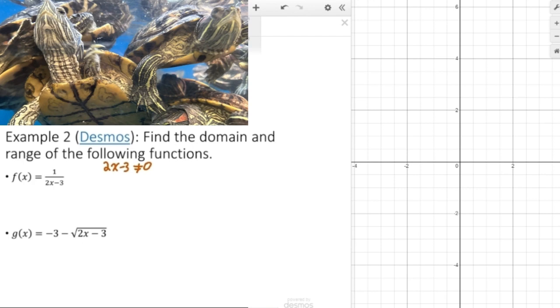Now, even though I'm setting 2x minus 3 not equal to 0, I'm still going to solve as if it was equal to 0. And I get x cannot equal 3 halves. So I can plug any number I want into my function for x except for 3 halves.